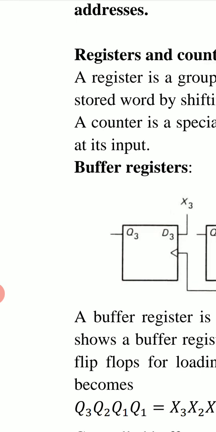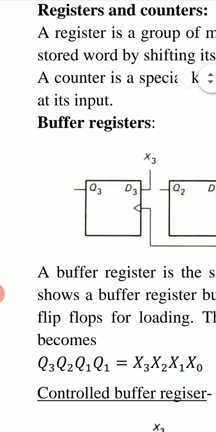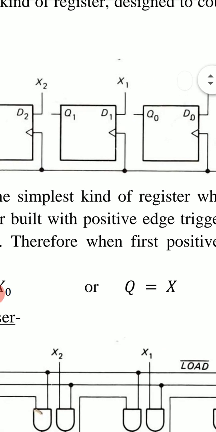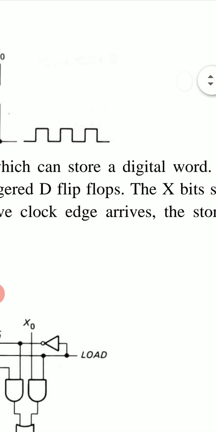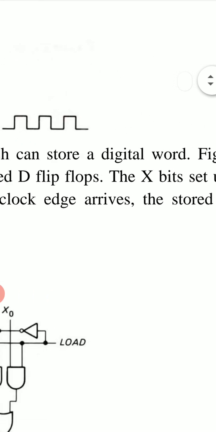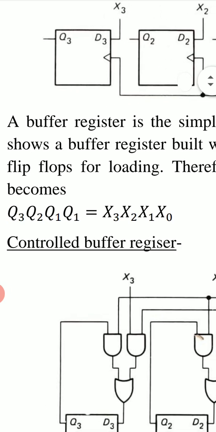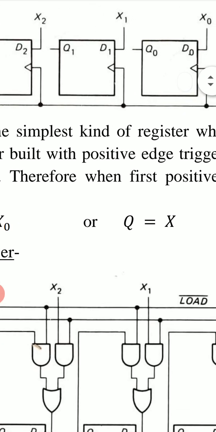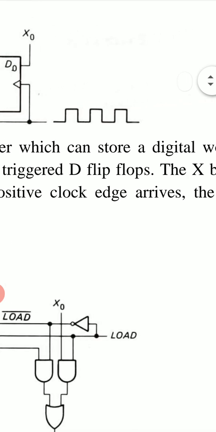First, we consider the registers, devices that can store binary words and can modify them. The simplest kind of register is a buffer register. A buffer register is the simplest kind of register which can store a digital word. Figure A shows a buffer register built with positive edge triggered D flip-flops.